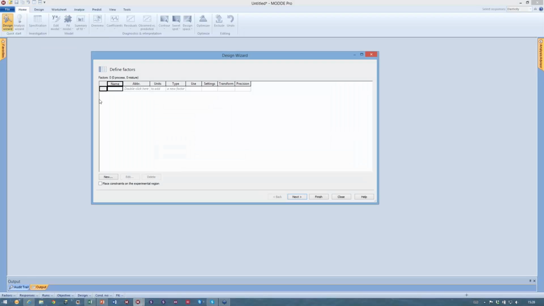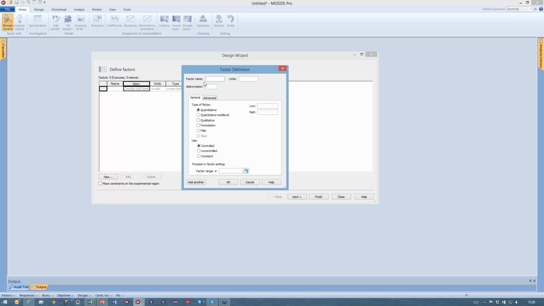So we are going in to the design wizard, and the first stage is then to define the factors or the formulation factors. The first factor is the binder. It is a formulation, and the low bound is 0.2 and the high bound is 0.4.